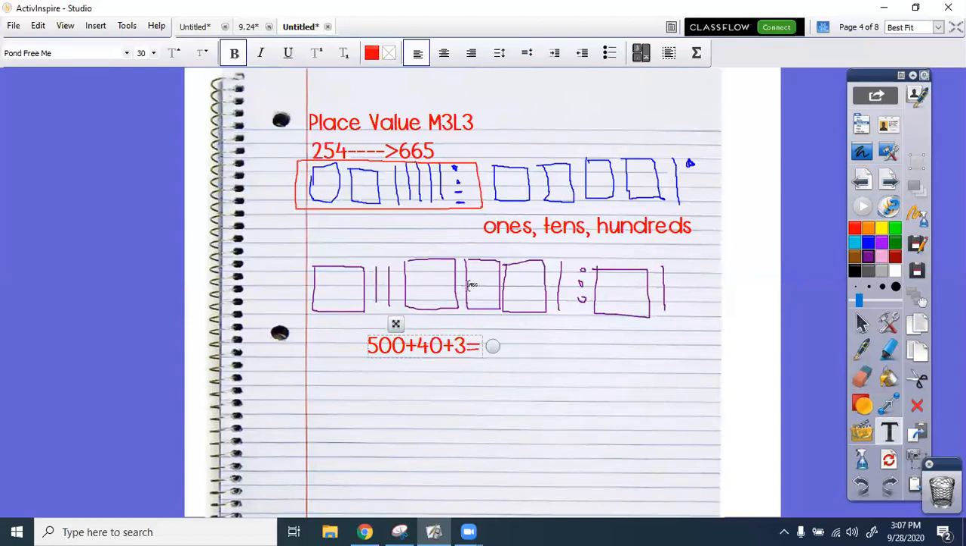I have 500 plus 40 plus 3. The total value of my picture in place value form in number form would be 543. Make sure you have this down in your notes.